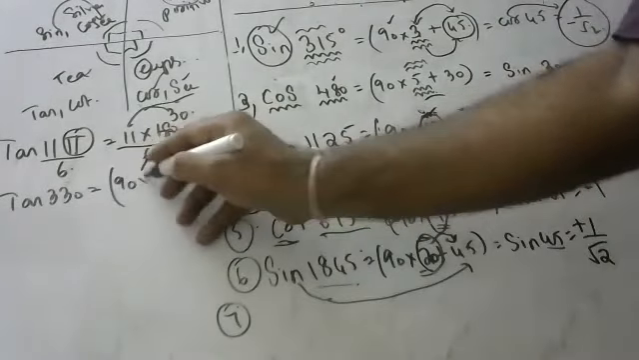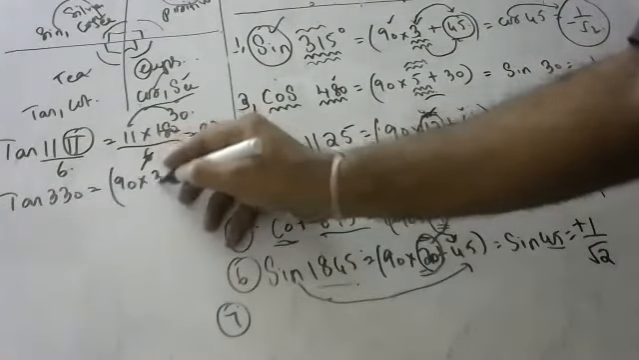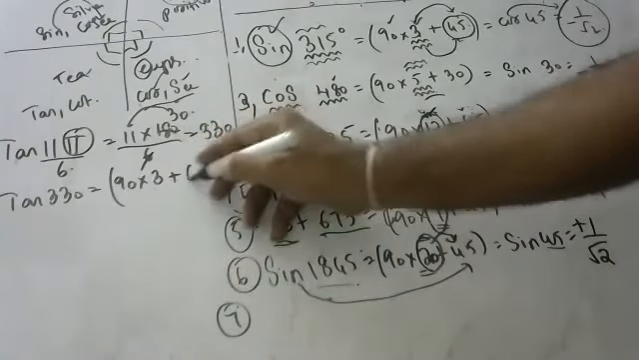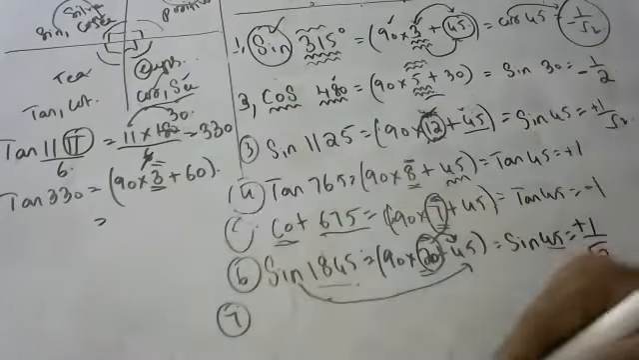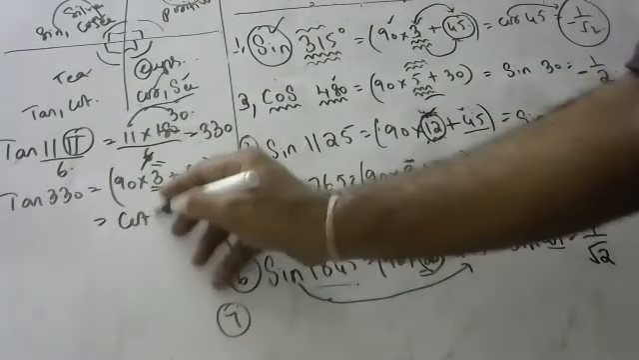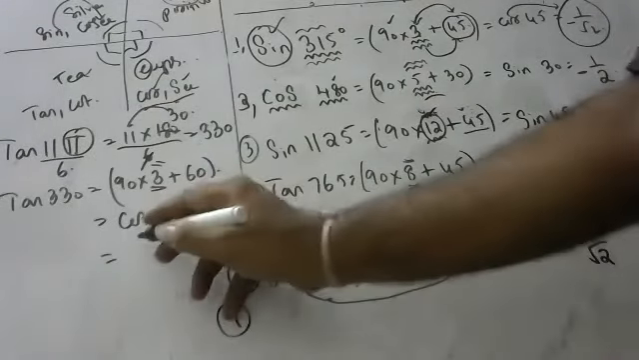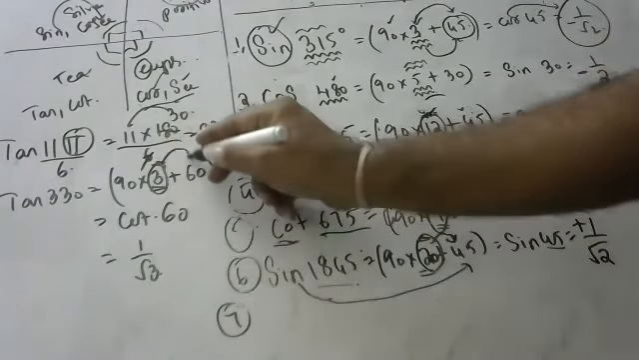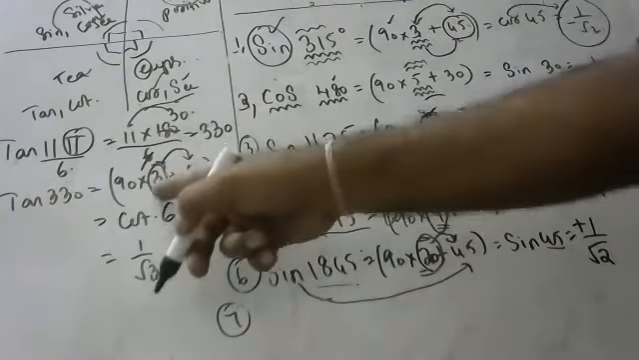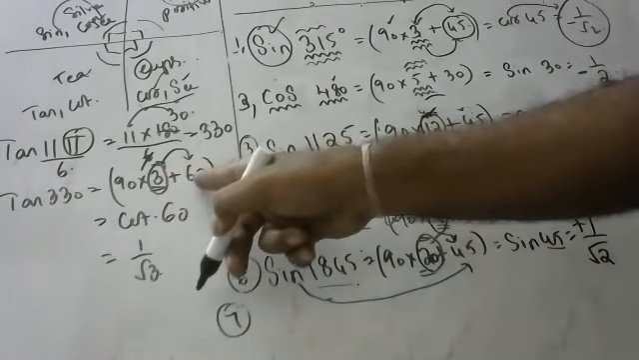90 into 3 is 270, plus 60. This 3 is odd, so it changes to cot. Cot 60, how much? Cot 60 is 1 by root 3. 3 rotations over. This is in the fourth quadrant.